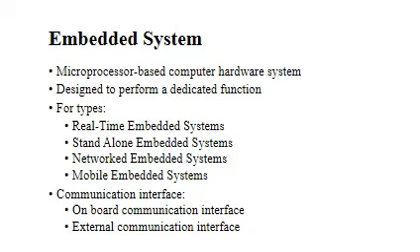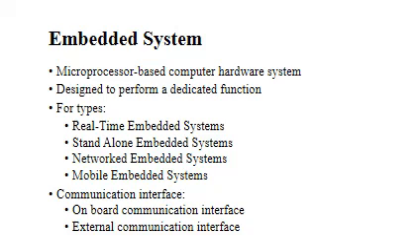An embedded system is a microprocessor-based computer hardware system with software that is designed to perform a dedicated function, either as an independent system or as a part of a larger system. At the core is an integrated circuit designed to carry out computation for real-time operations. Based on performance and functional requirements, it is divided into four types: real-time embedded systems, stand-alone embedded systems, network embedded systems, and mobile embedded systems.